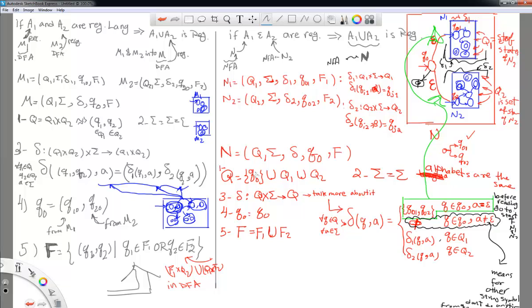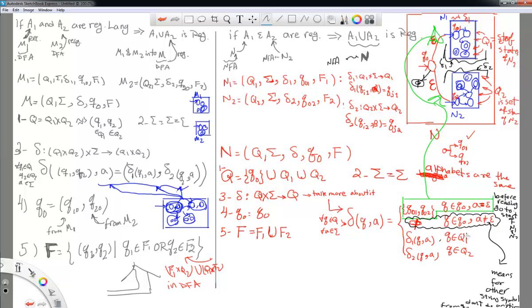The alphabet is of course the same. The start state is the new state that I added, which is Q sub 0. And the set of accept states of my new machine is going to be the union of the sets of accept states of my original machines. And the delta transition basically takes as input one of these states here and a symbol, and then looks to see which one of these four cases it is.